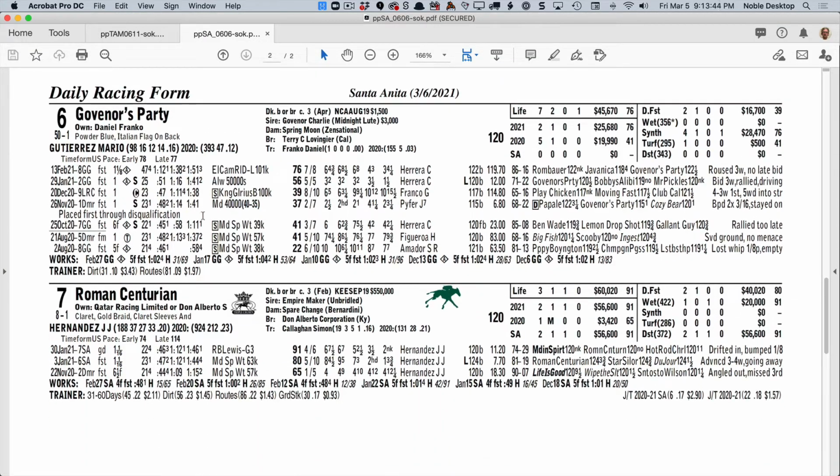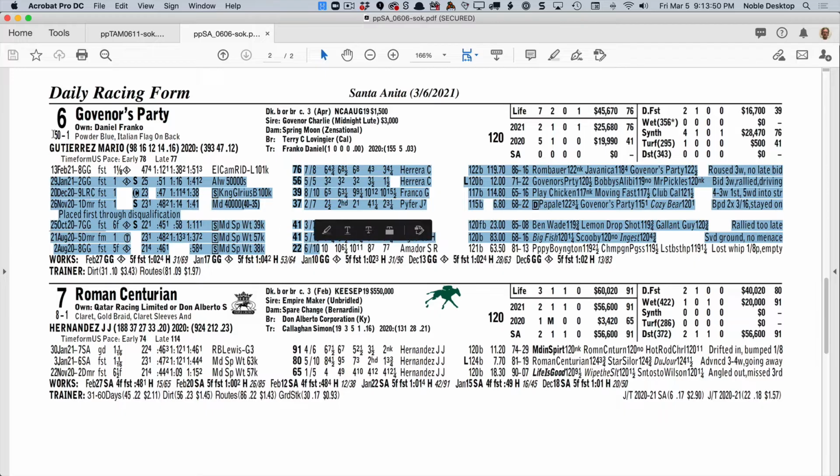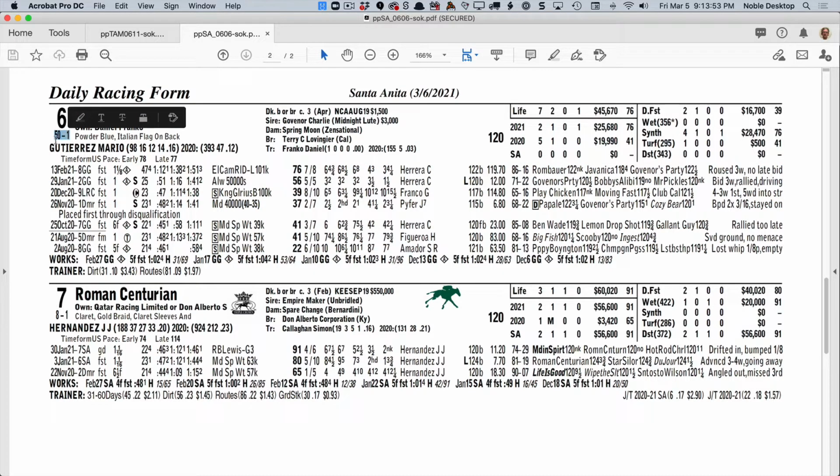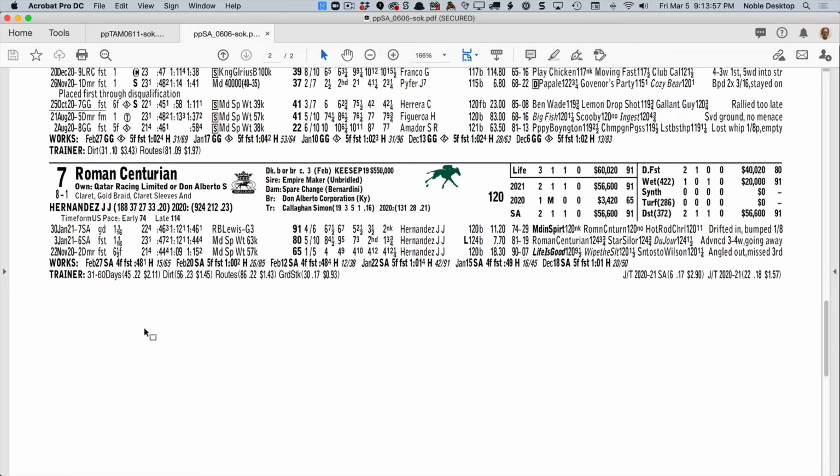And then Governor's Party, he looks a little light on the speed figures since we're looking at horses in the 90s and 100s. So he probably justifies his morning line of 50-1, which is right there. And then Roman Centurion is very interesting. He almost beat Medina Spirit, who almost beat Life is Good. So he was in that race that Robert B. Lewis looked pretty impressive.